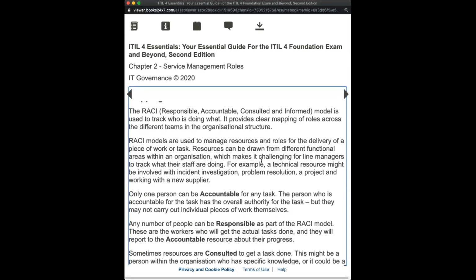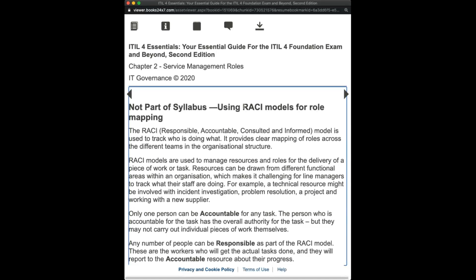Okay, so this is one of the project management tools called a RACI model, right? It does help people define who is responsible, accountable, consulted, and informed, right? Whenever there's a specific task, or resources.